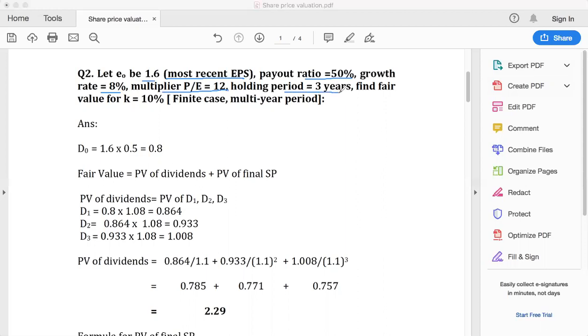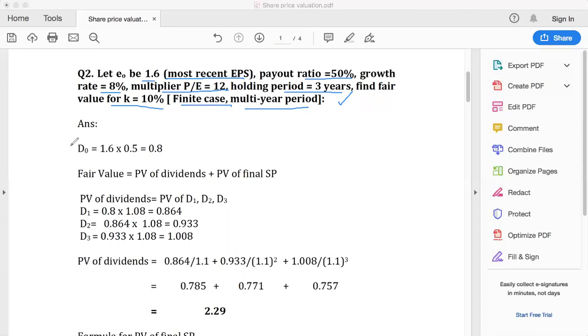We intend to hold this stock for 3 years. After 3 years, we would like to sell it off. And what should this stock be worth today if the discount rate is 10%? This is a finite case, means after 3 years we are going to come out of our investment, and it's a 3-year period. So it's a finite case multi-year period problem.